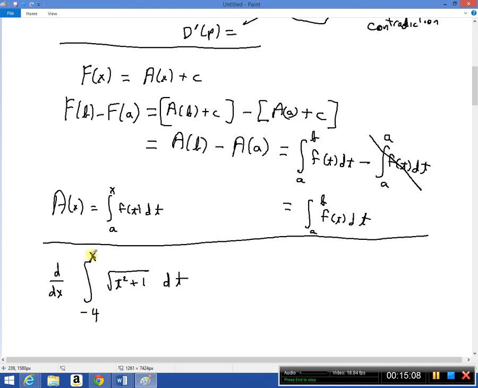Well, this is an area function. It's just like what you see immediately above it, where the role of a is played by -4, and the role of f of t is played by this function. And the answer to the derivative of an area function is the function you're integrating evaluated at that number. So you get the square root of x squared plus 1. It's this function evaluated at x.